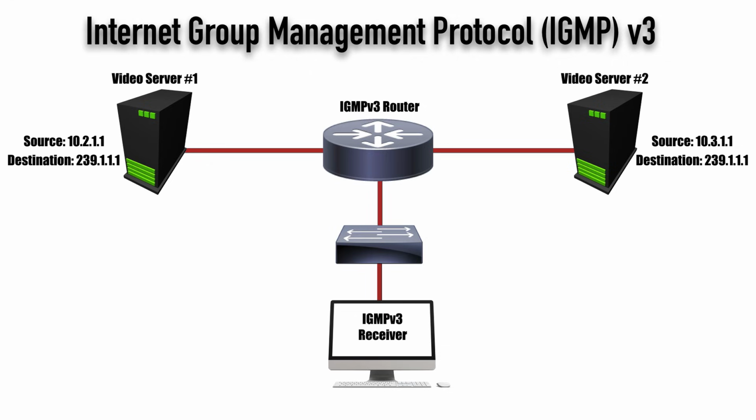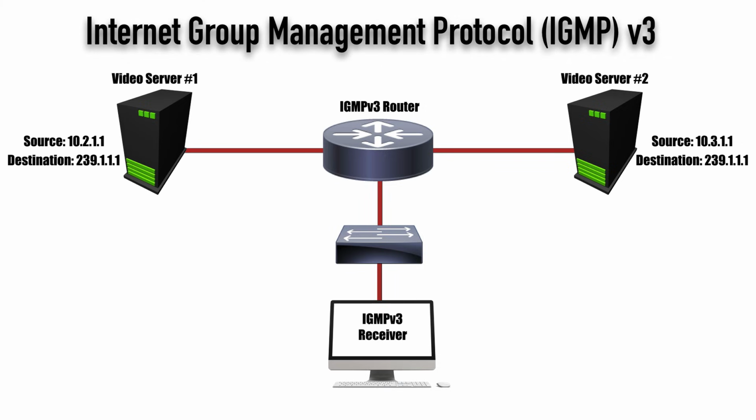Here, the PC is going to send up an IGMP version 3 message to the router, and not only is it saying, I want to receive traffic destined for the group of 239.1.1.1, it can say, but I only want that traffic if it came from a specific source. You see, here we've got a couple of video servers, maybe sending different video streams to the very same Class D address, but they've got different IP addresses.